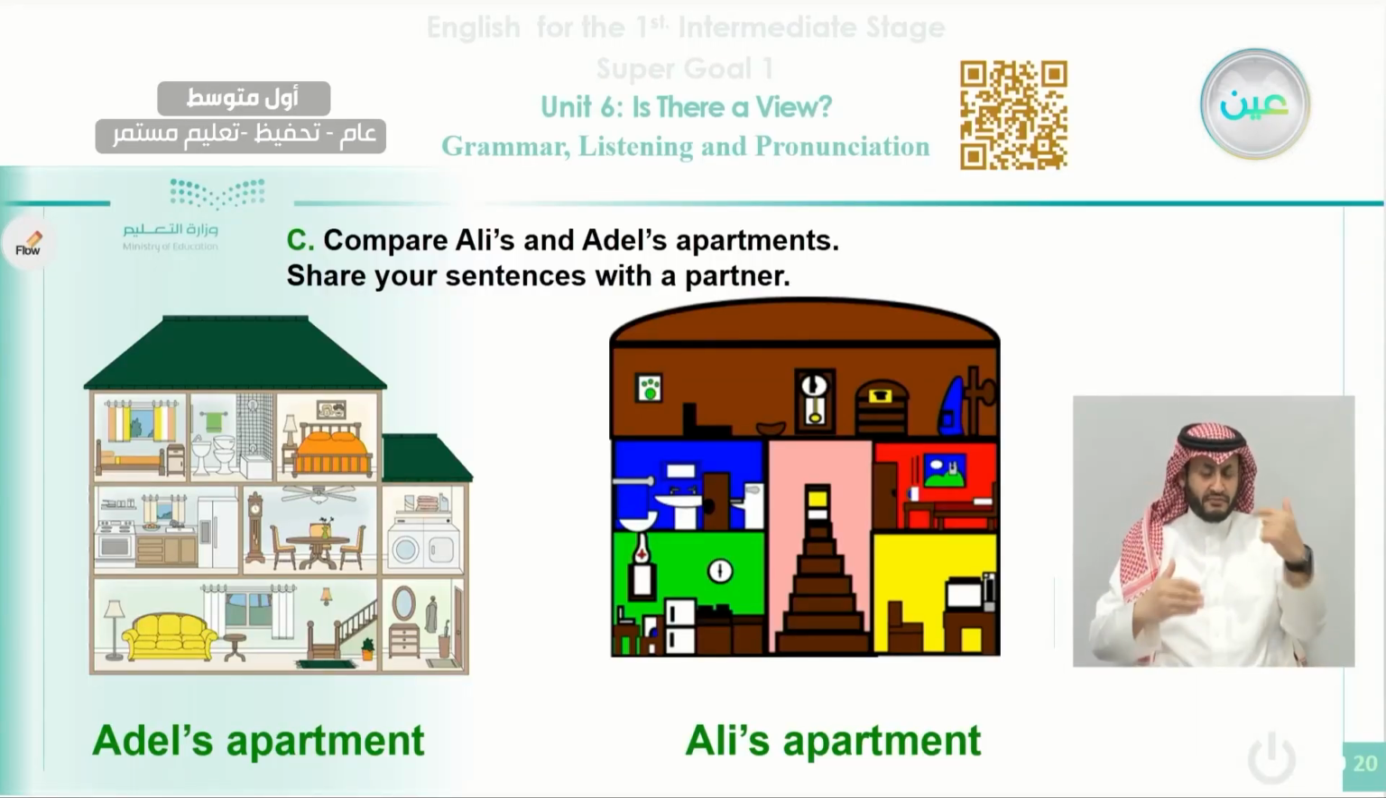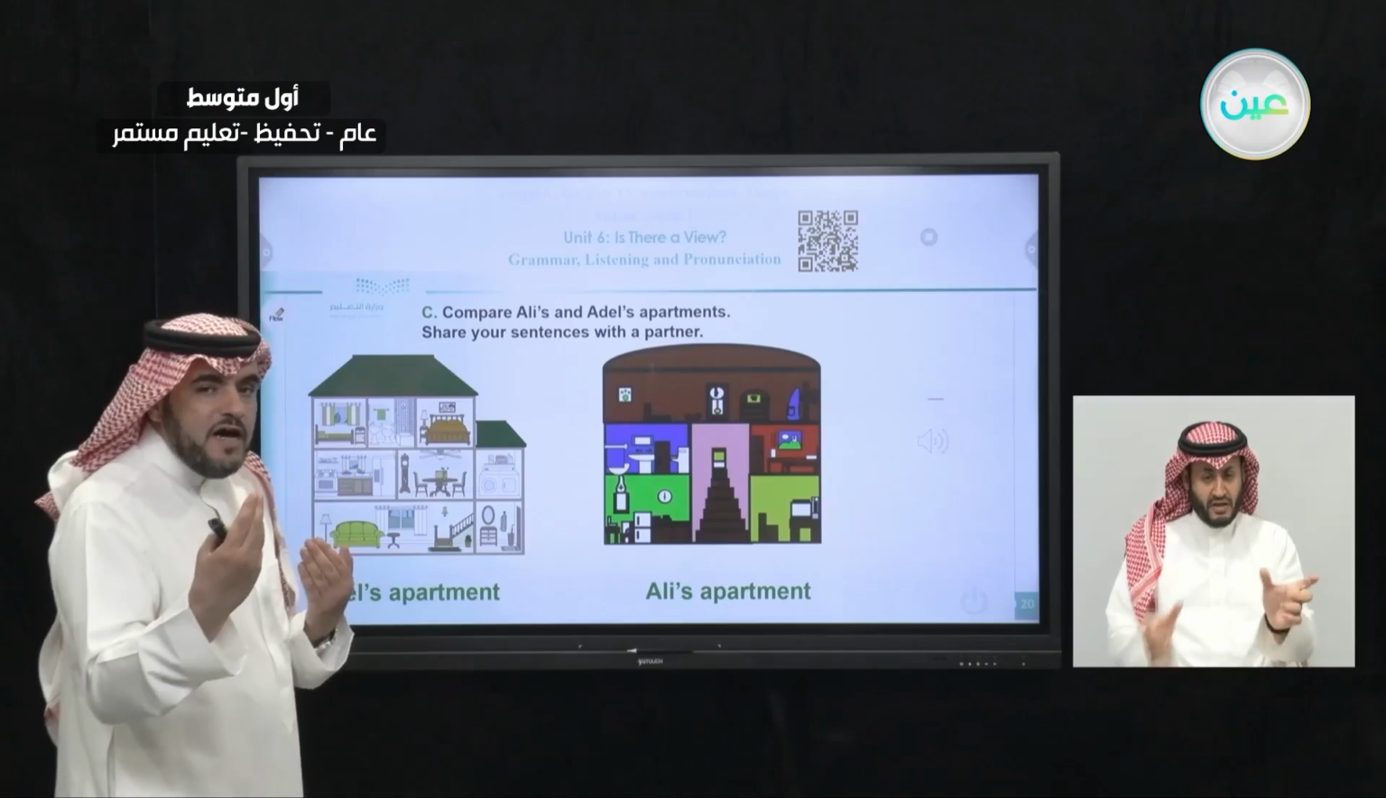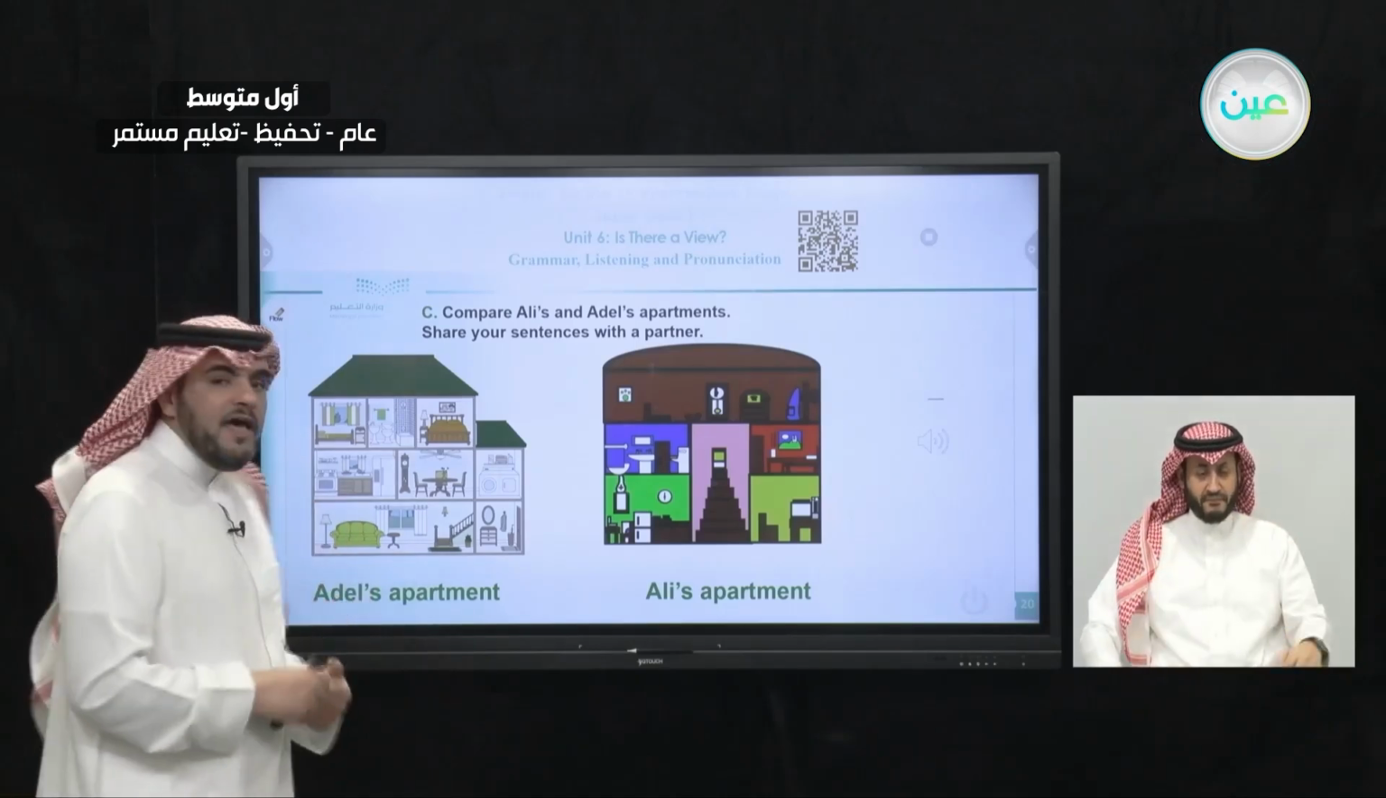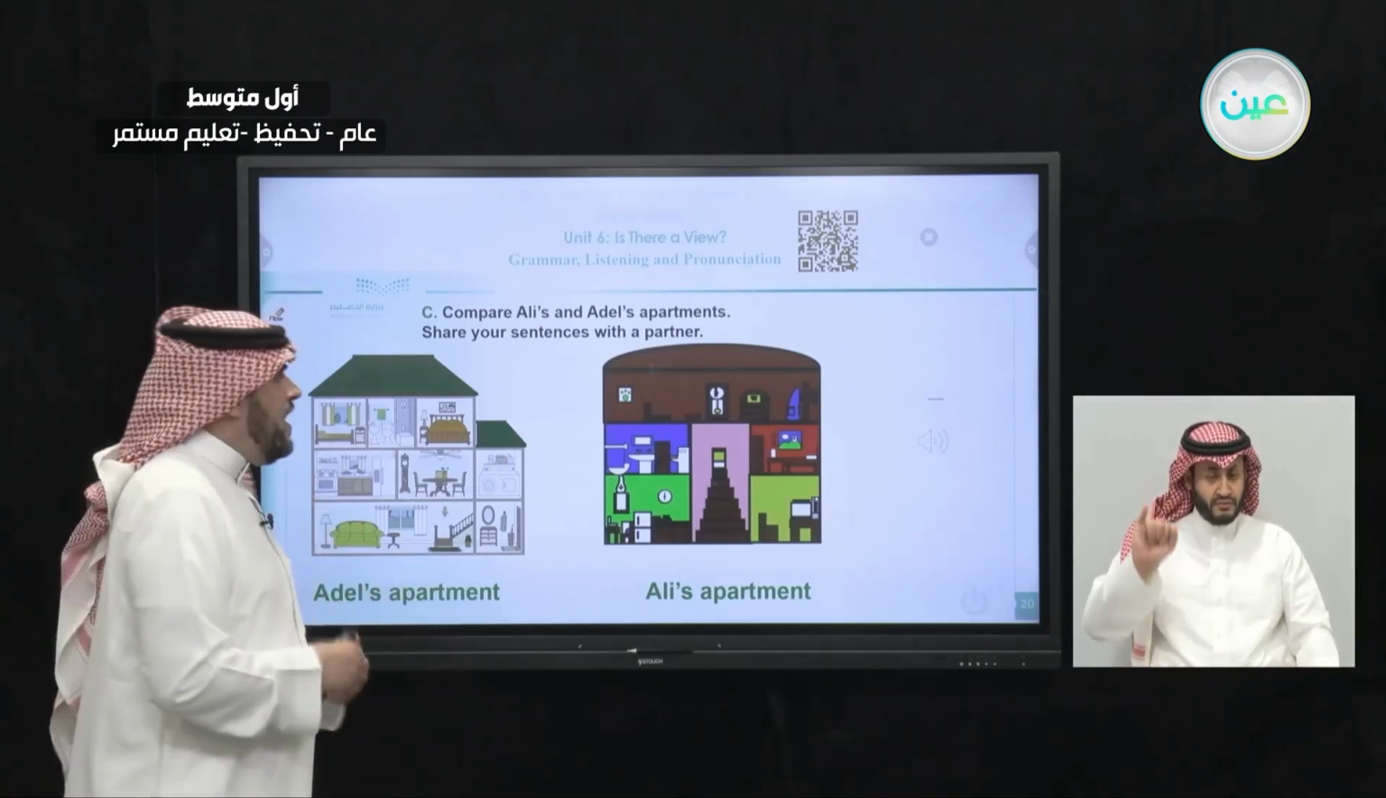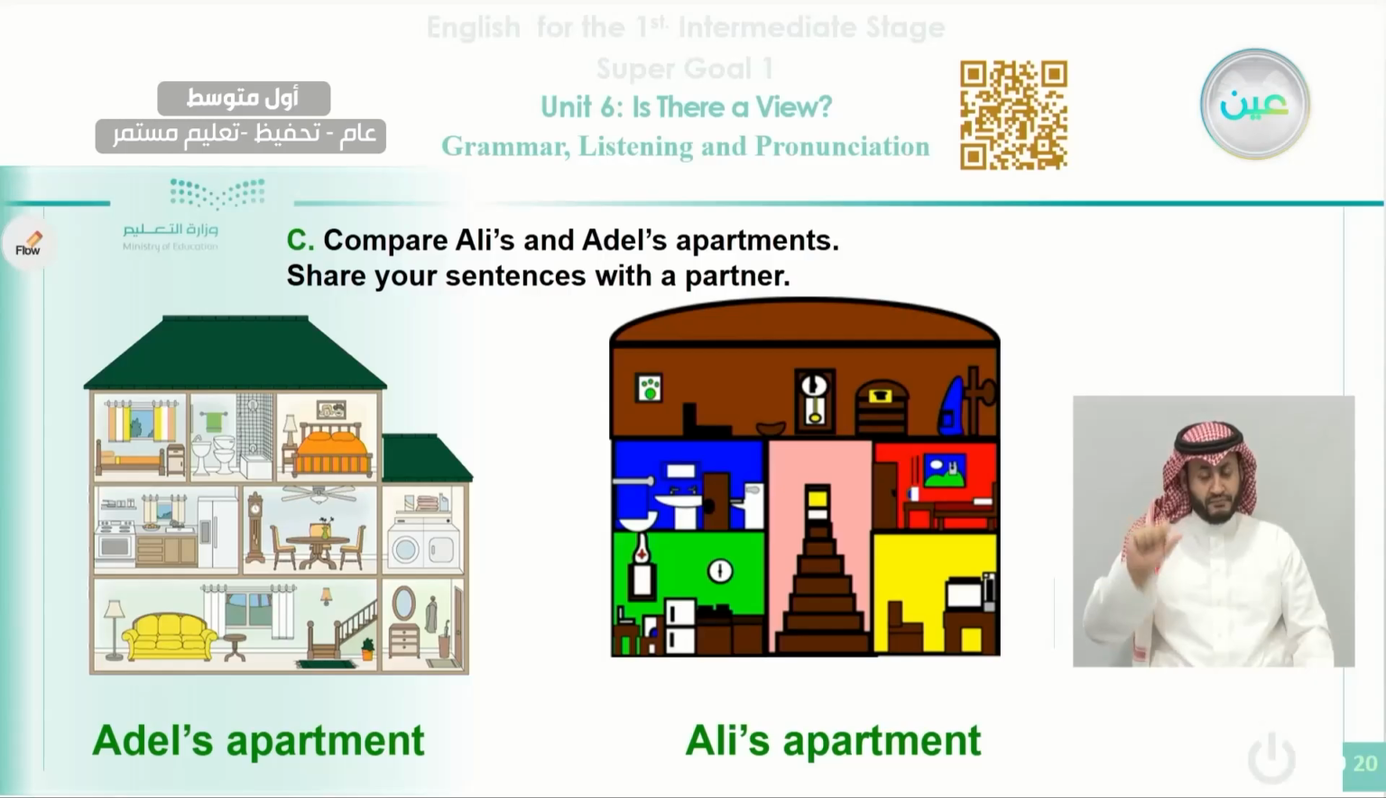Compare Ali's and Adil's apartment. We have two apartments now. One belongs to Ali and the other one belongs to Adil. We want to compare between them. Share your sentences with a partner. The first one here is Adil's apartment and the other one is Ali's apartment.